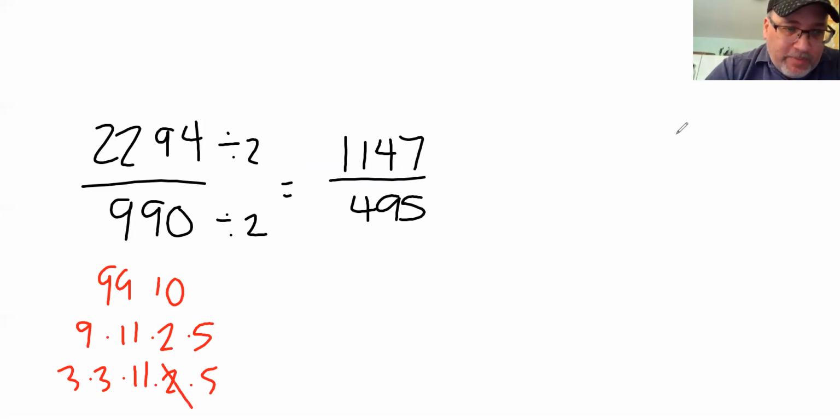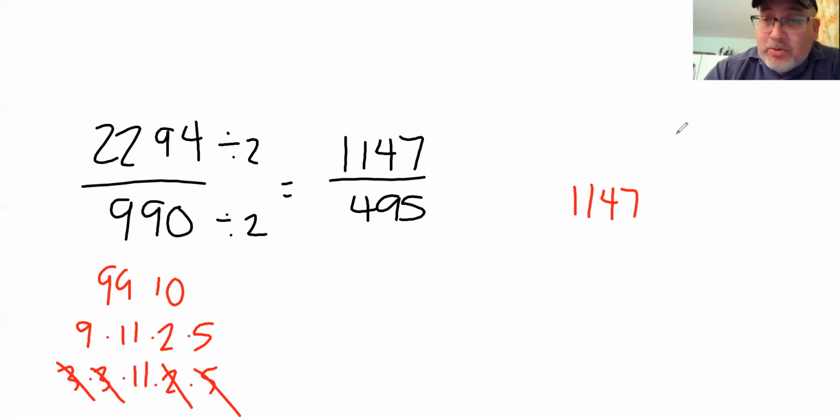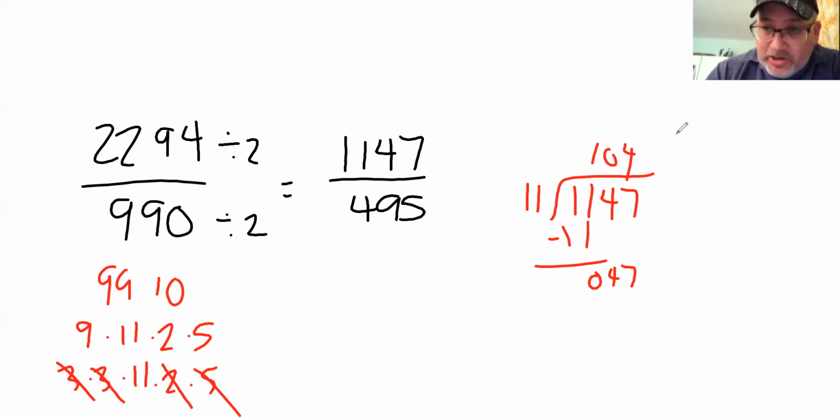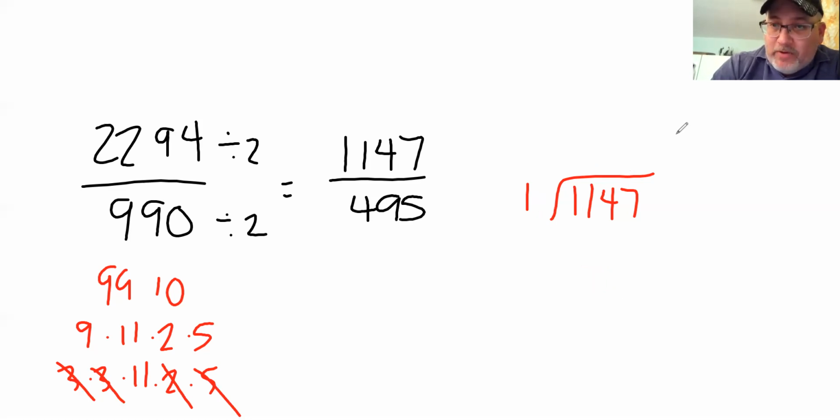So it won't reduce by 2. It won't reduce by 5. It won't reduce by any of the 3s. The only other thing it could reduce by is 11. And you could check that manually, although there is a gimmick for seeing if a number is divisible by 11. But this one won't be because you get a remainder of 3. So that means that it's completely reduced, and that should be our ratio.